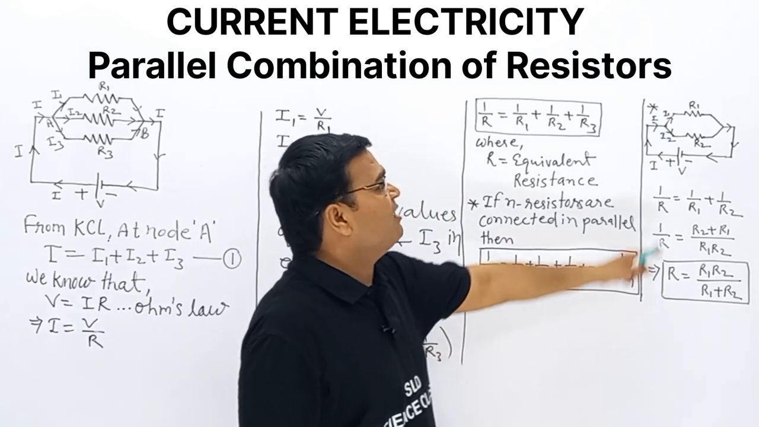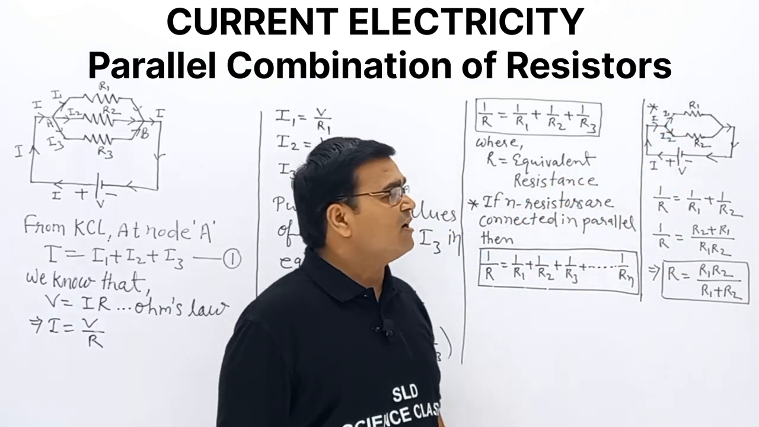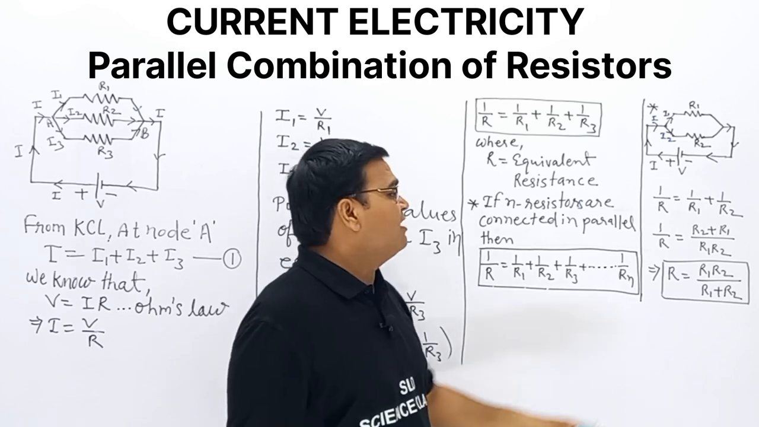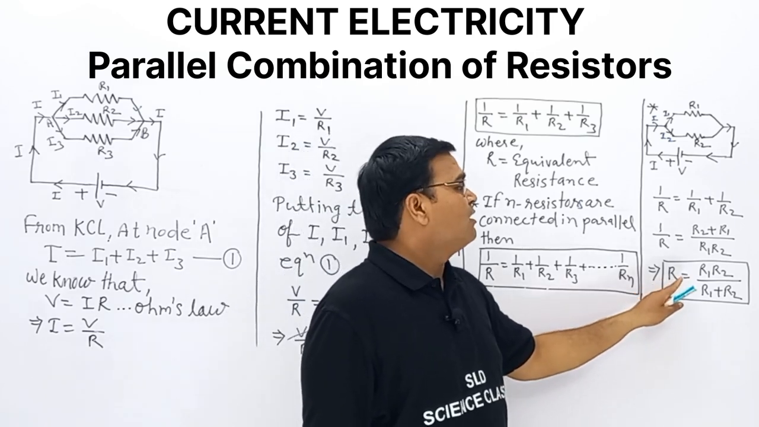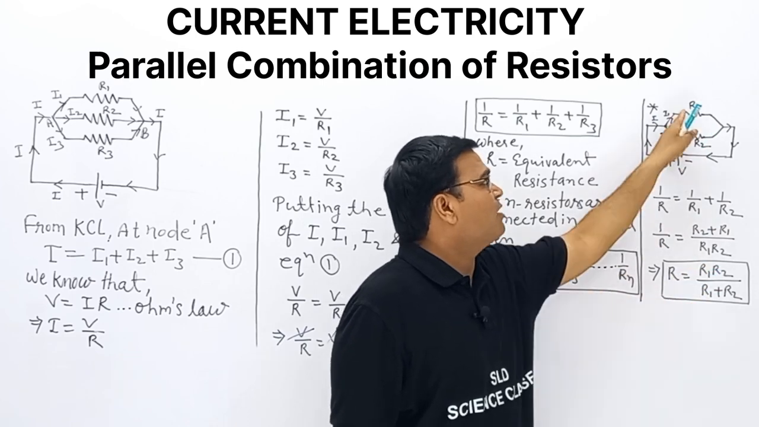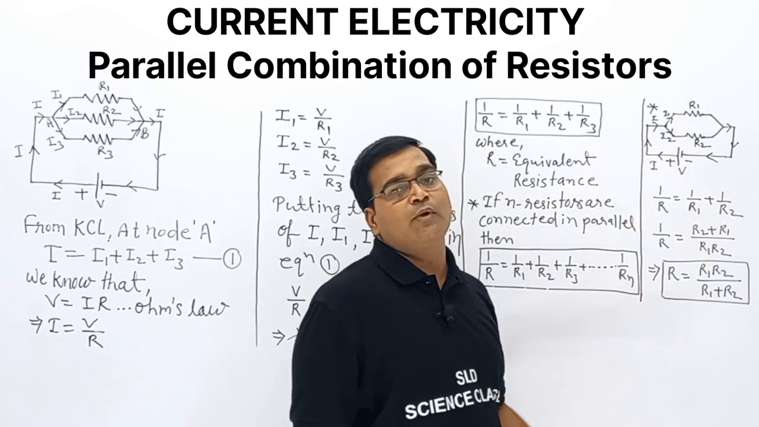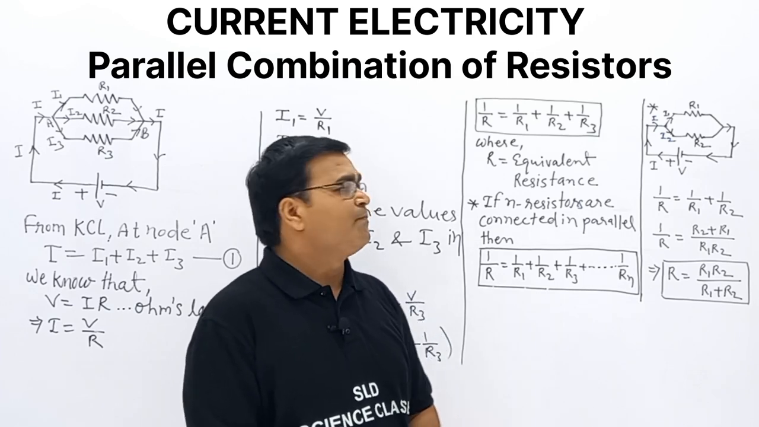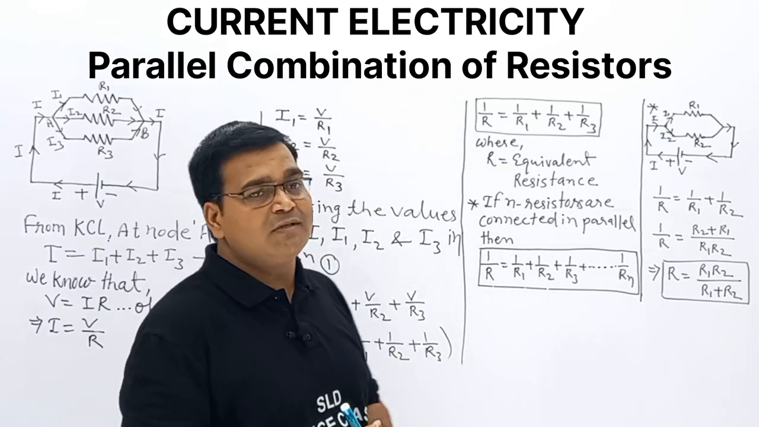Once two resistors are connected in parallel, we can directly find the equivalent resistance. That is the product of both resistances divided by the sum of both resistances, which gives the equivalent resistance value. Clear? I hope you understand all these things.